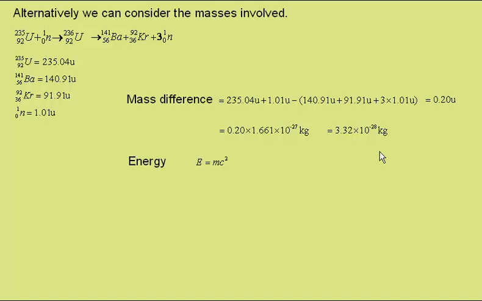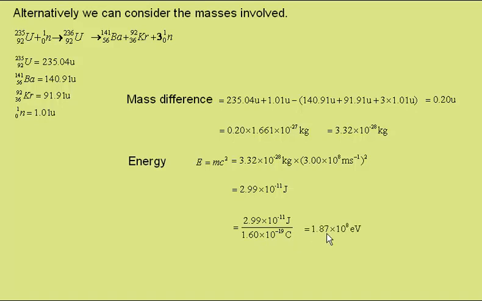To convert this to joules, we use energy is mc squared, putting in the values with the speed of light given on the datasheet, gives 2.99 times 10 to the minus 11 joules. To compare this to our previous answer, let's quote it in electron volts, which we do by dividing by the charge on the electron. And this gives 1.87 times 10 to the 8 electron volts, which is 190 megaelectron volts, the same answer as we got before.